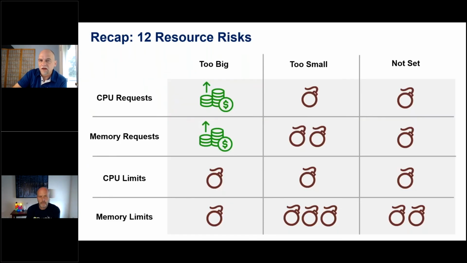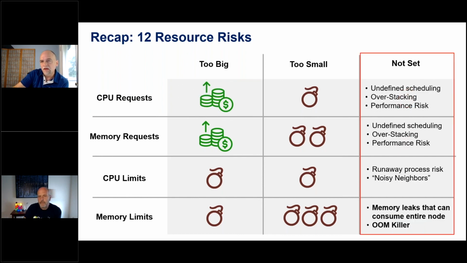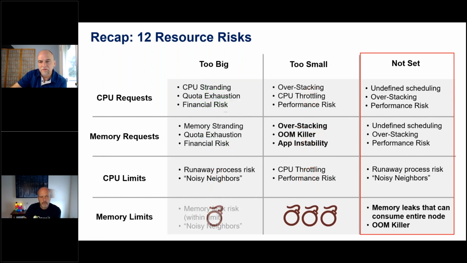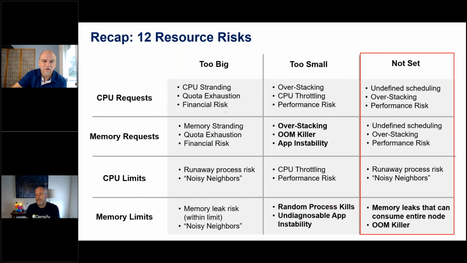We did another webcast where I went through this whole table, not in as much detail as today, with the different CPU and memory requests down the left, and what happens if they're too big or too small or not set, and whether that's a cost or a risk problem. As I covered today, if you don't set them, all kinds of weird and wonderful things can happen. You can overstack, you can have performance risks, noisy neighbors, that type of thing. The same is true for all these other cells. I'll just leave this for reference. There's an entire webcast on this topic where we go through these in more detail.